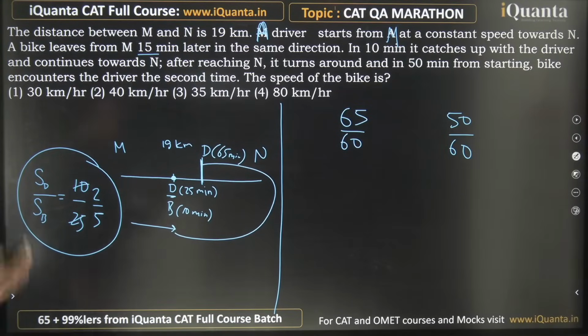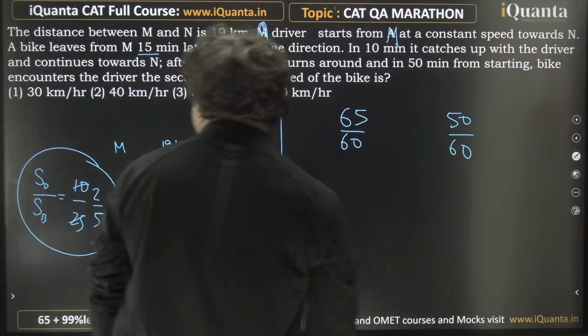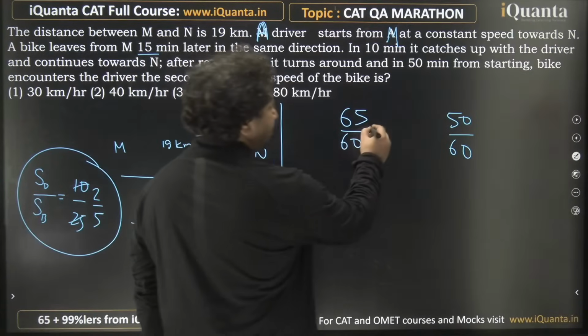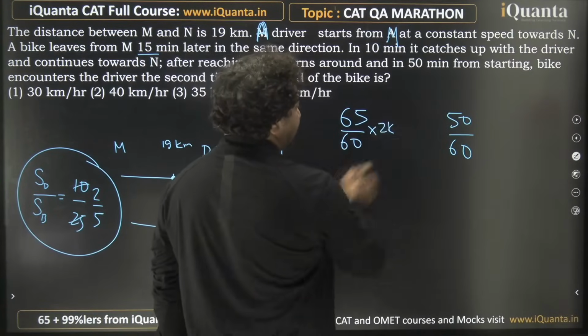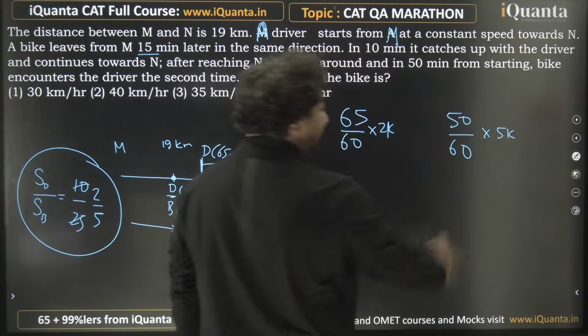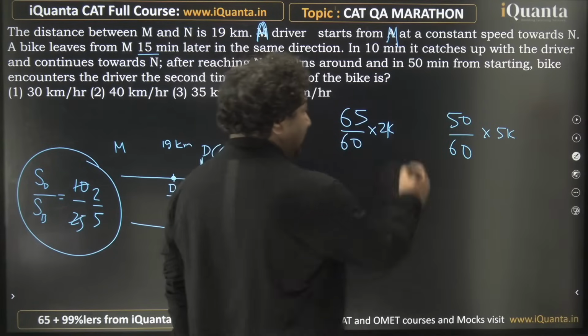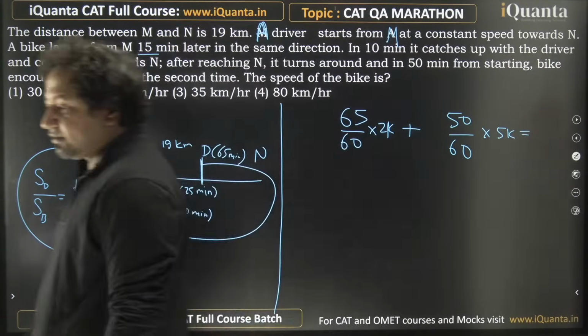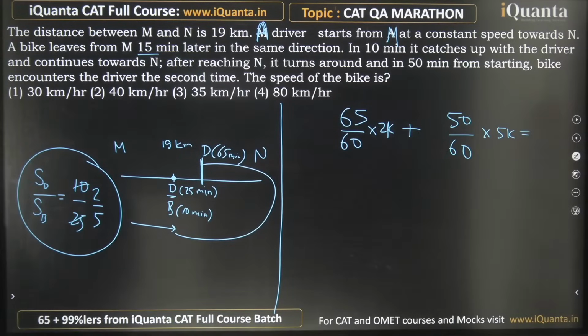Clear? Okay. Now the ratio of speed is given as 2:5. The speed of the driver, let it be 2k. So multiply this by 2k, and the speed of the biker will be 5k. So if I multiply time and speed, I'll get distance. If I add them, I'll get the total distance traveled by them. Right? Now tell me, what is the total distance traveled by them combined?